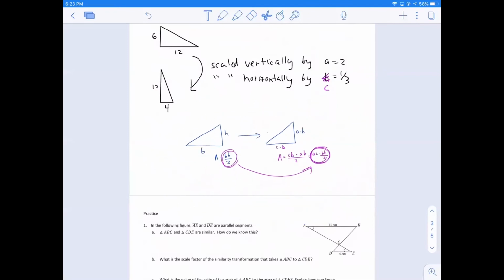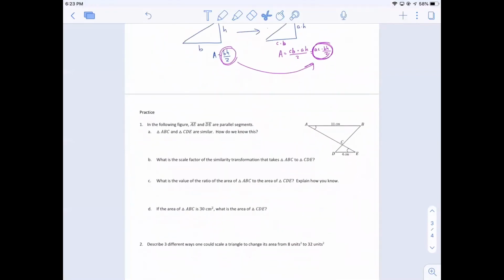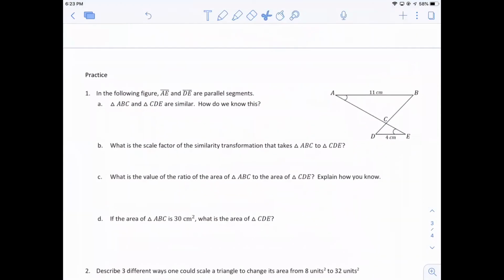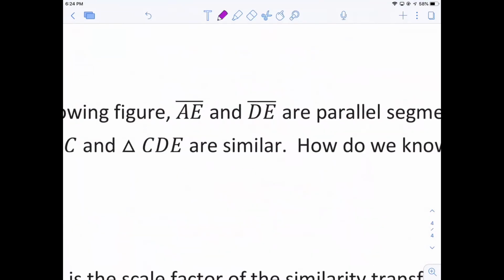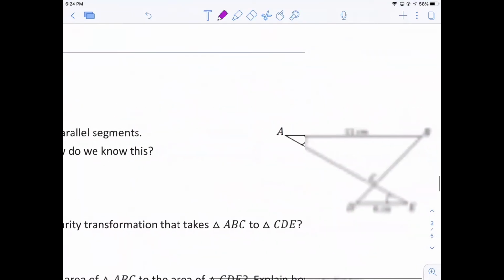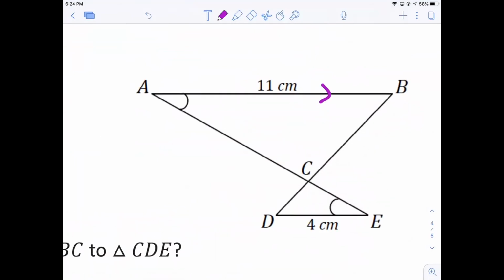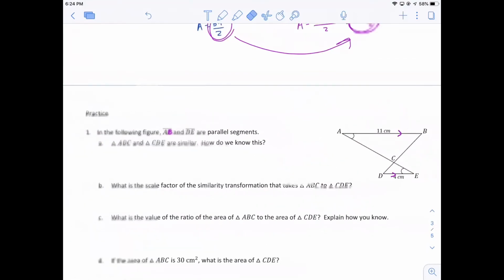So a couple problems down here. All right, in the figure below, AE and, is that supposed to be AE? AE and DE are parallel segments. All right, I'll fix this on your version. This should say AB. All right, AB and DE are parallel. AE and BD, those are straight lines. And therefore, triangle ABC and CDE are similar.